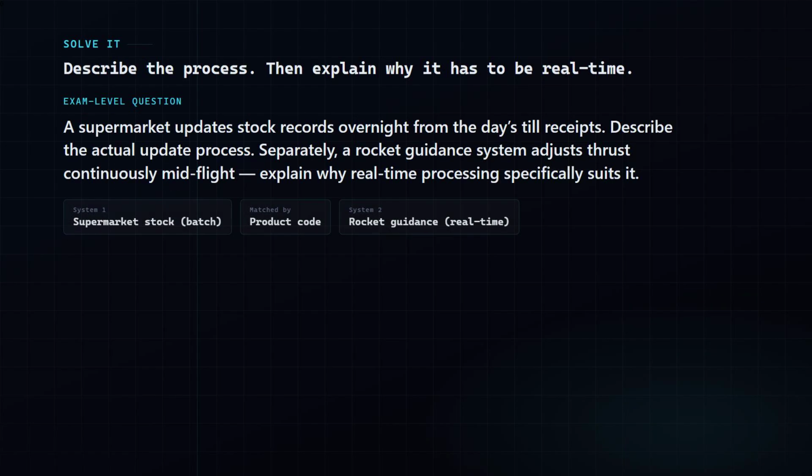Here is your exam-level question. A supermarket updates its stock records overnight from the day's till receipts. Batch processing, updating a master file from a transaction file, matched by product code. Describe the actual update process. Separately, a rocket guidance system adjusts thrust continuously mid-flight. Explain why real-time processing specifically suits this system. Pause it and name the actual matching identifier before you describe anything else.